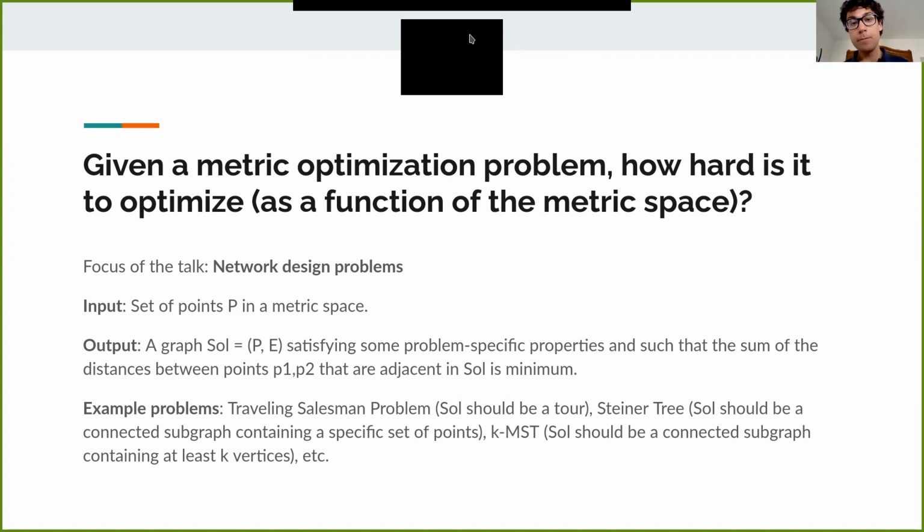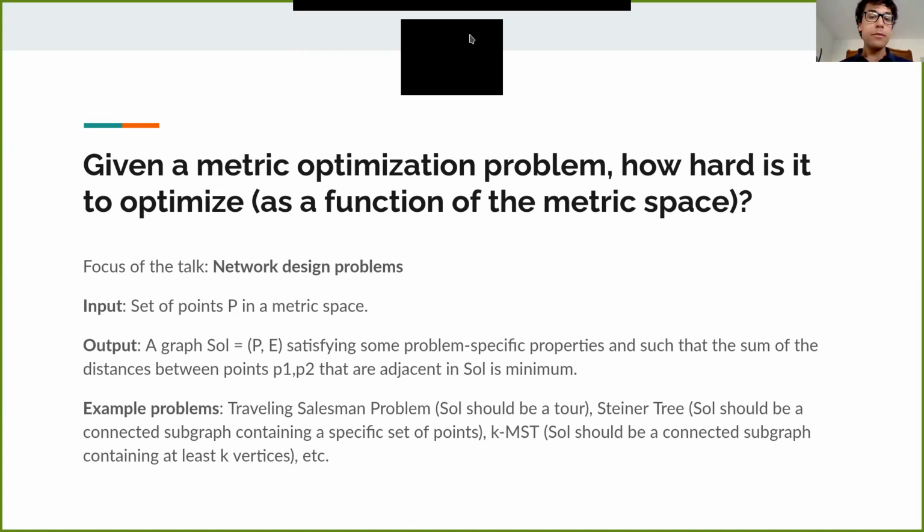The global scope is that, given a metric optimization problem, namely an optimization problem that is happening on a metric space, one can try to understand the complexity of this optimization problem as a function of the underlying metric space. Maybe this problem is going to be hard on general metric spaces, but if you start constraining the metric space, maybe it can be a low-dimensional Euclidean space, maybe it can be a tree, maybe it can be a planar graph, then the complexity of the problem is going to change, and the problem may become easier.